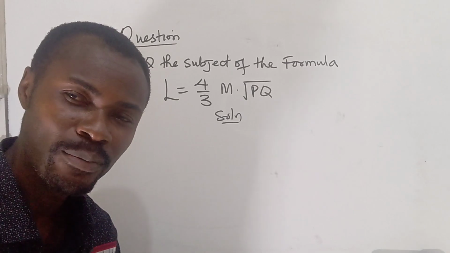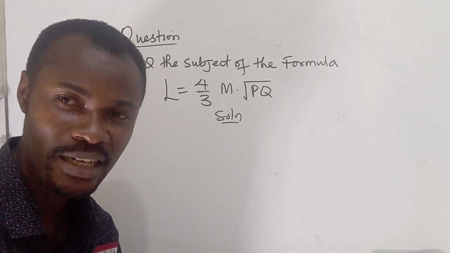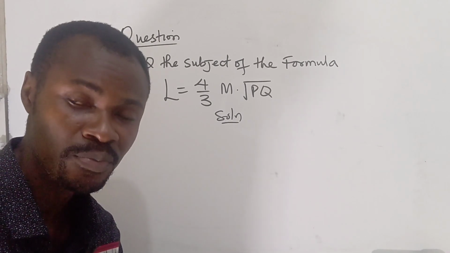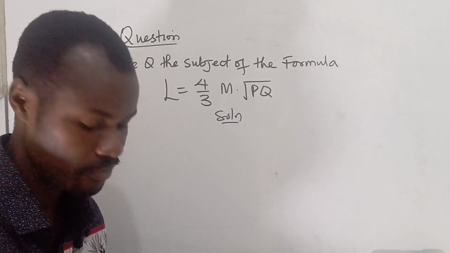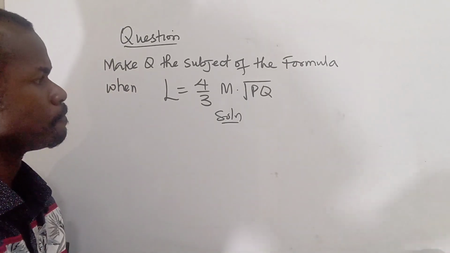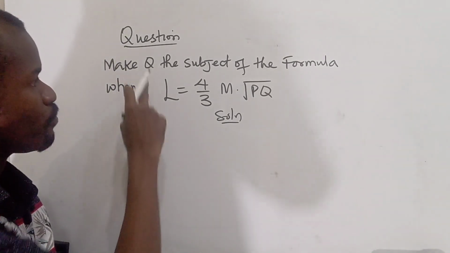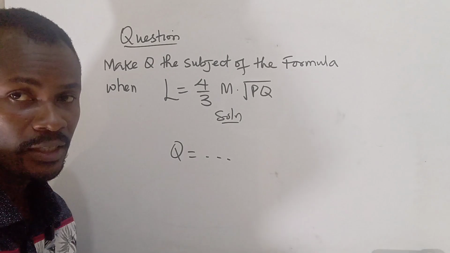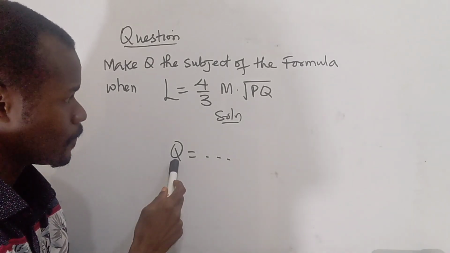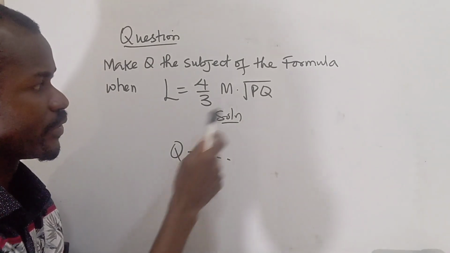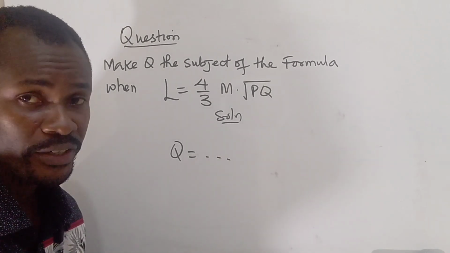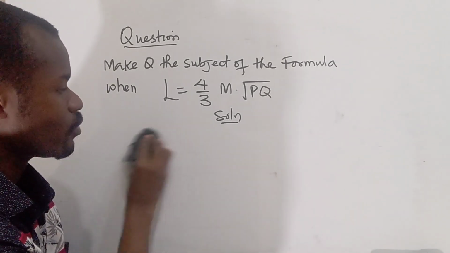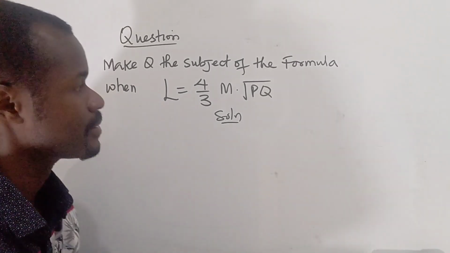Today we have a problem on the board on change the subject of formula. You can feel free to pause the video, attempt the question, and come back to this one. Now let's get right into the question. The question says we should make Q subject, so I want to solve for Q to stand alone. Q is going to be on one side and every other variable is going to be on the right hand side. So let's see how we can achieve that step by step.